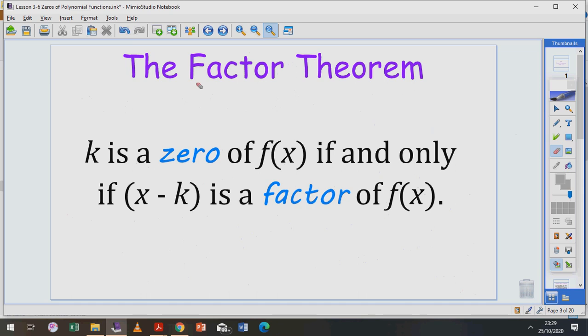Right, the factor theorem, kind of what I touched on in the previous screen, is that k is a zero of f of x if and only if x minus k is a factor. And it works backwards. If x minus k is a factor, then k is a zero. How do you get k? Set x minus k equal to 0 and then solve for x, which is x equals k. So if x minus k is a factor, k is a zero. Or if k is a zero, then x minus k is a factor of f of x. k can be a real or complex zero because equations can have imaginary numbers in their solutions.